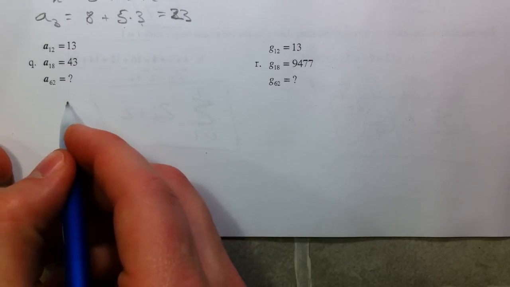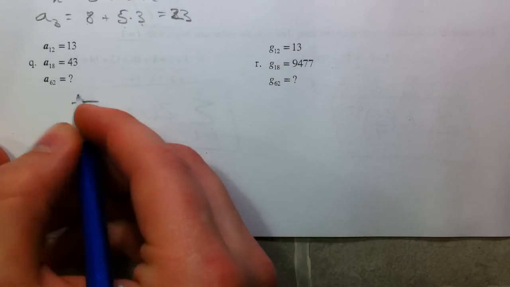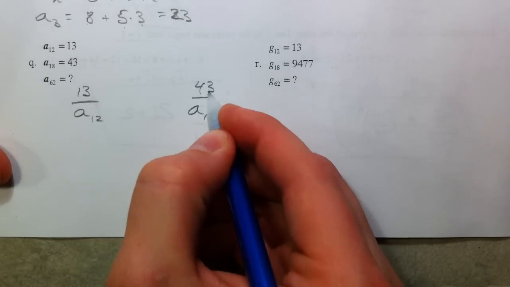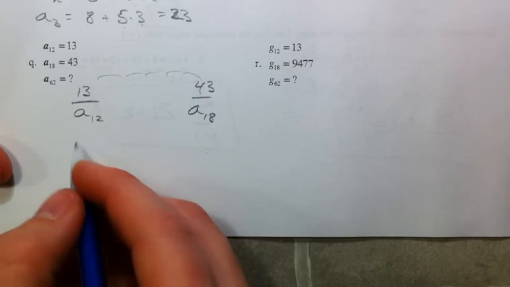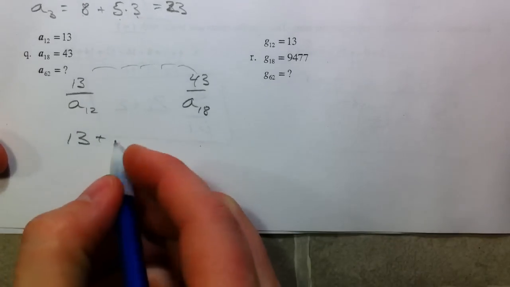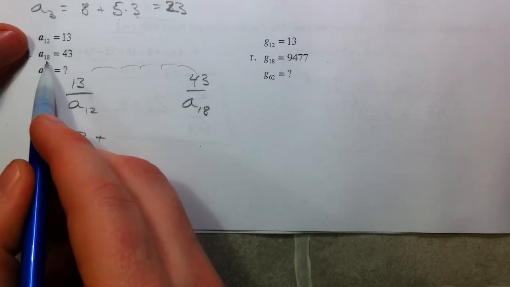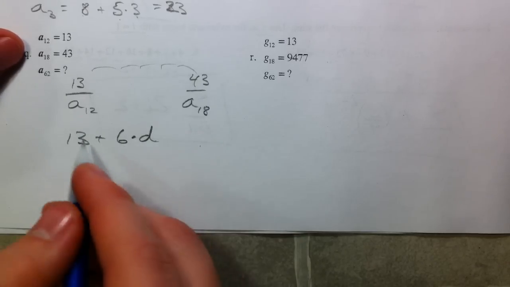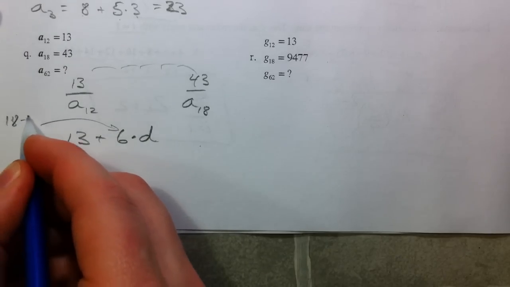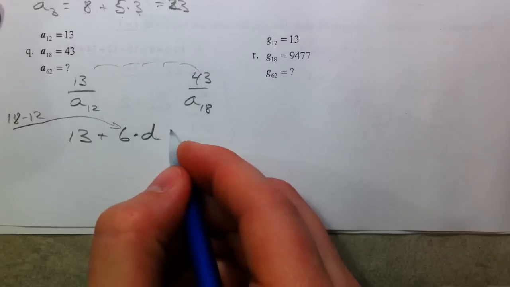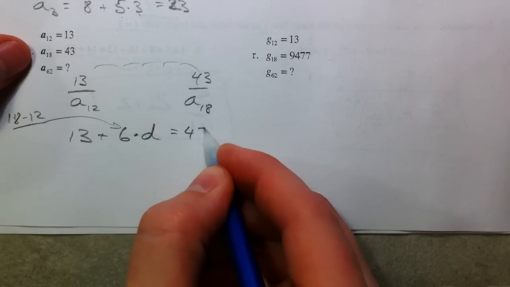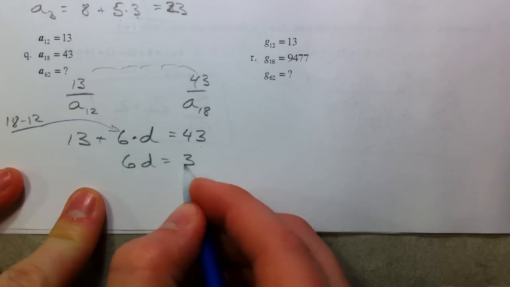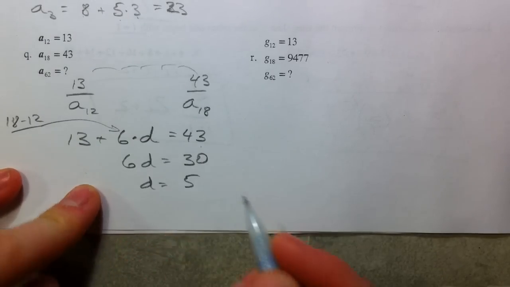So, to get from the 12th term, 13, to the 18th term, 43, I have to add something multiples of times. So 13 plus some d, whatever it may be, if I do it 6 times whatever d is. And I say 6 because 18 minus 12 is the number of differences we have. And that's going to be equal to 43. So if you think through, okay, the total change is 43 minus 13, which is 30. So the common difference must be 5.